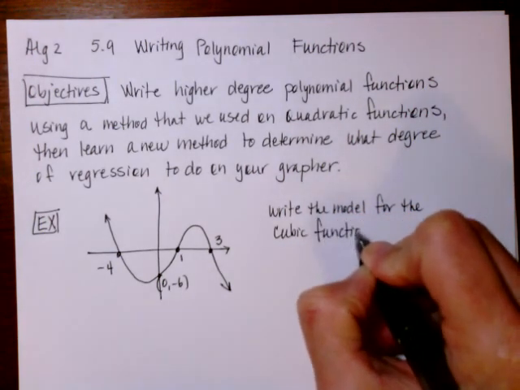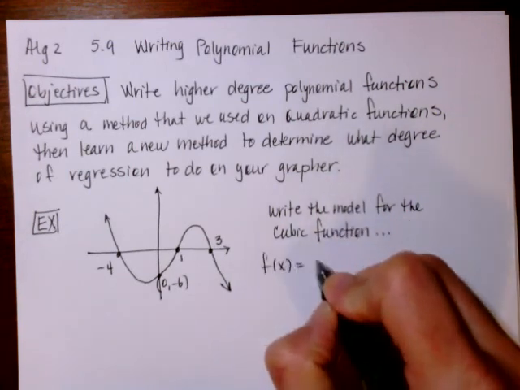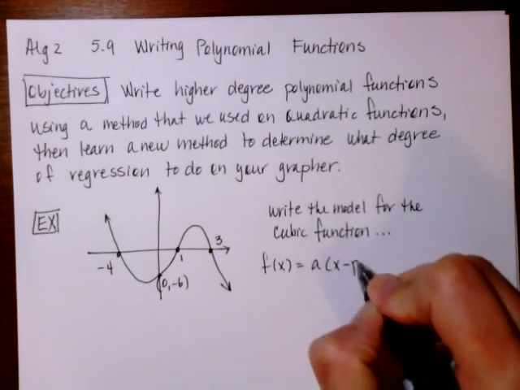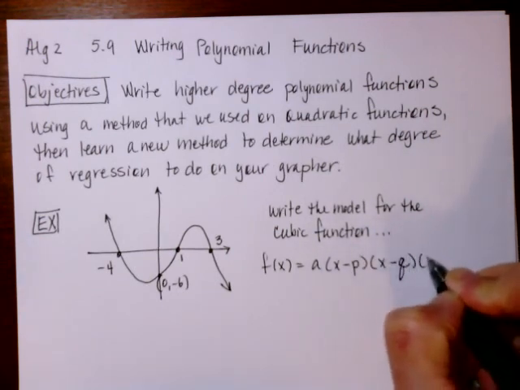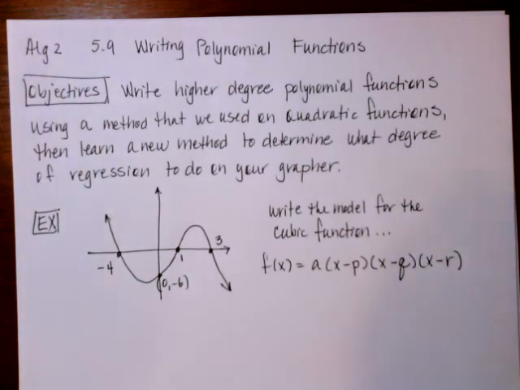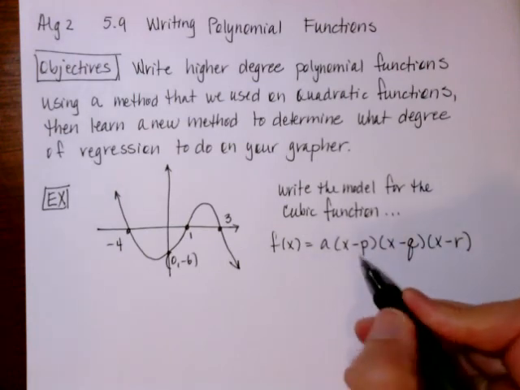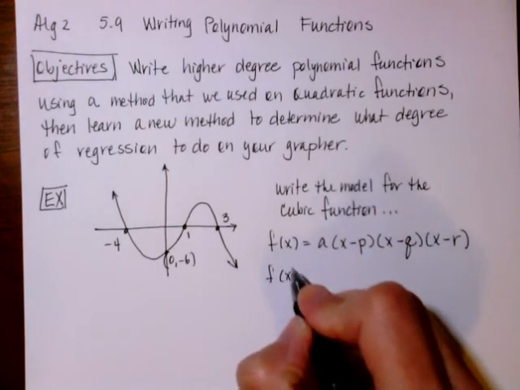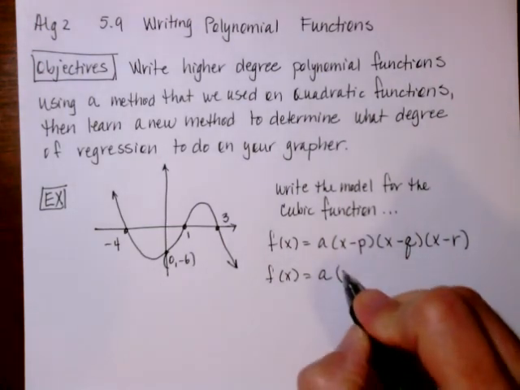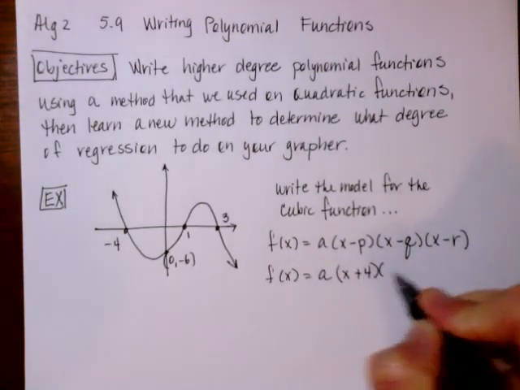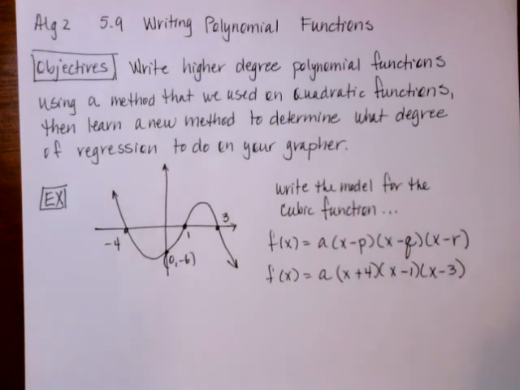I'm going to start using the form f of x is equal to a times (x minus a factor)(x minus another factor)(x minus another factor), since we have a cubic polynomial. Alright, so I'm going to substitute in what I know. So I know that f of x is equal to a. I don't know my a. I'm going to have (x plus 4)(x minus 1)(x minus 3).